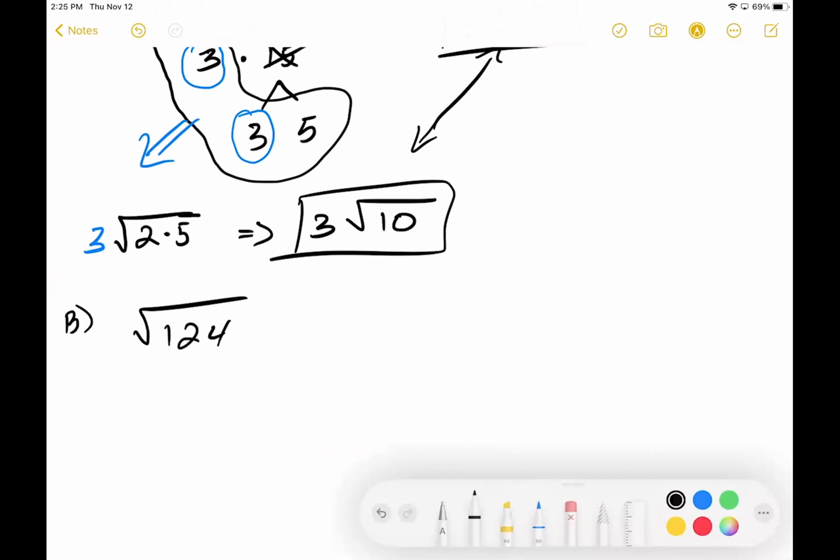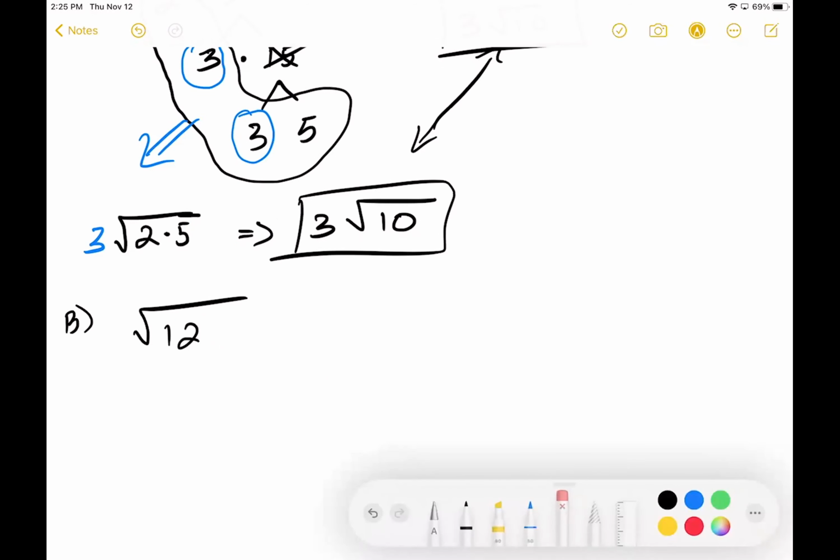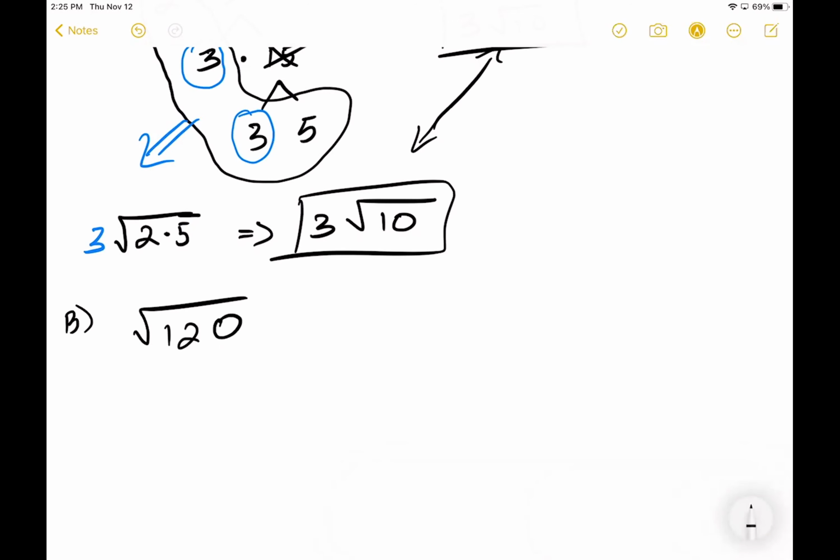And I put 120. If I ask you for a square root of 120, and I ask you, is there a perfect square in here? And if you say, well, there's a perfect square, 4 times 30. But let's say you don't see that, right? We don't see the perfect square.